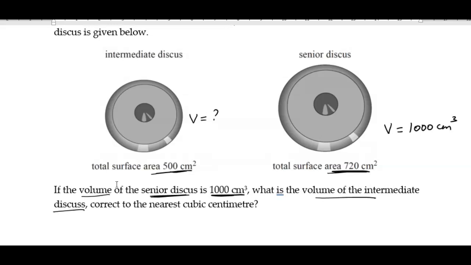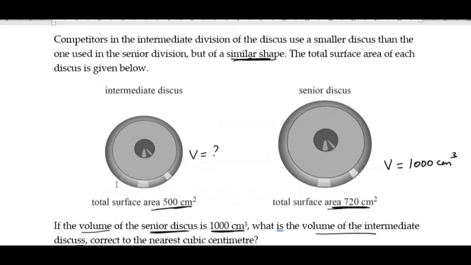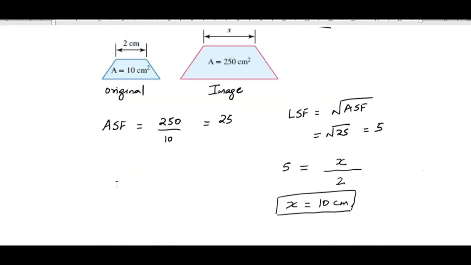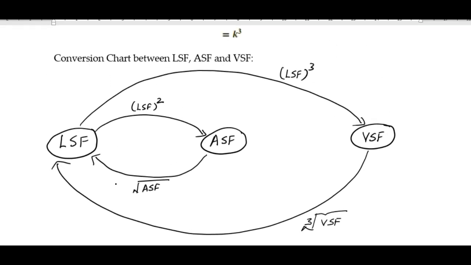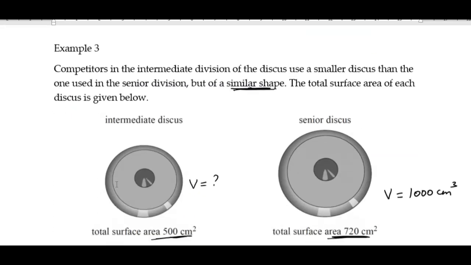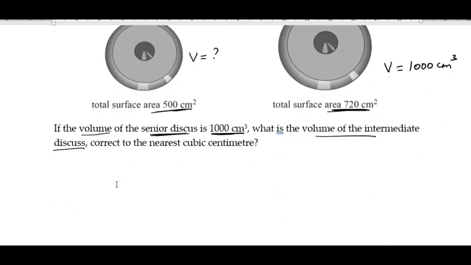Alrighty, so we've been given the two areas. We've been asked to find the unknown volume, right? So remember the chart. From area to volume has to be done in two steps. So with the area scale factor, we need to work out the length scale factor, and with the length scale factor, we can then work out the volume scale factor, right? So that's what we're going to do here. So with the two areas, I can work out my area scale factor.